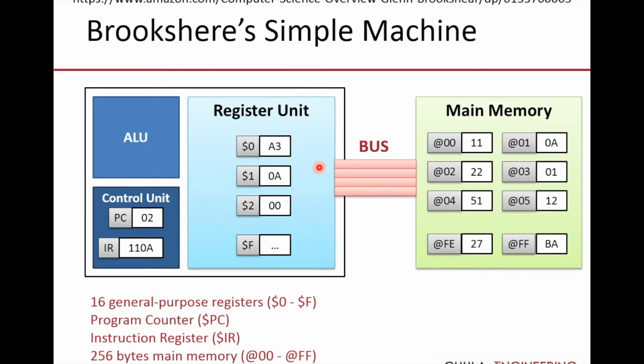For example, in this picture, register 0 has the value A3. Register 1 has the value 0A. If you take a look at the main memory, at address 00, we have the content value 11. This is in hexadecimal numbers. Or at address 05, the data is 12, or 18 in decimal.